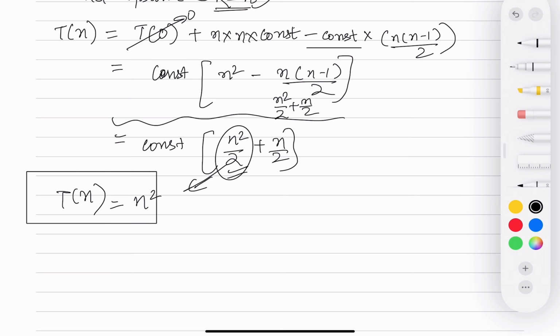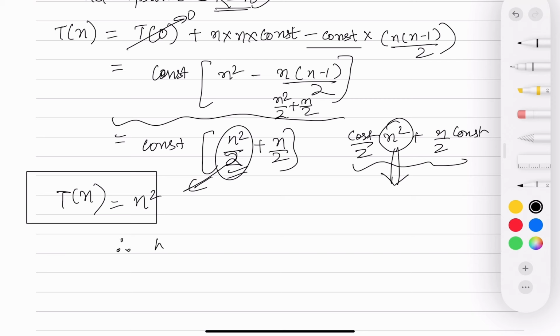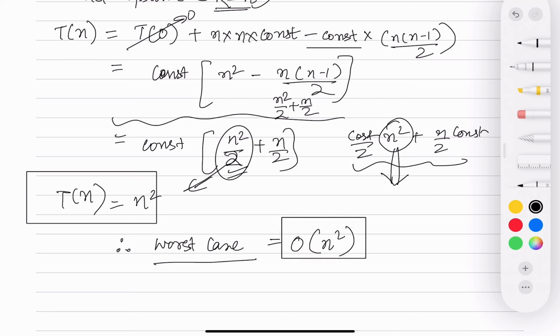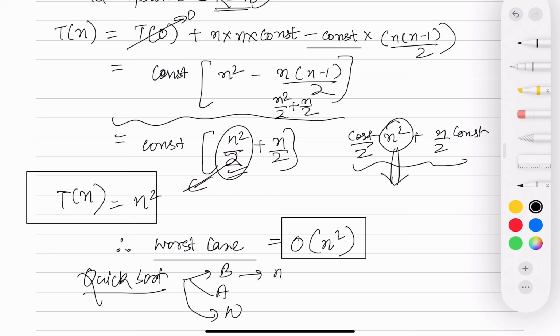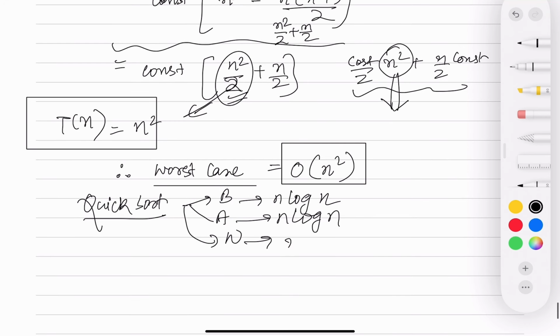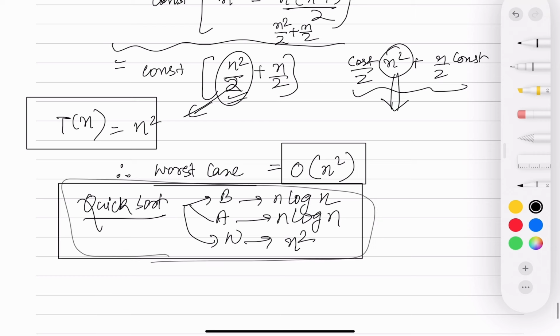Are you getting it? So this is constant by 2 into n square plus n by 2 into constant. So asymptotically we just take the dominant factor. Therefore, for the worst case scenario, what is the time complexity? O of n square. So for quicksort, for best and average case, it is n log n, but for the worst case it is n square. This is the conclusion we have made.